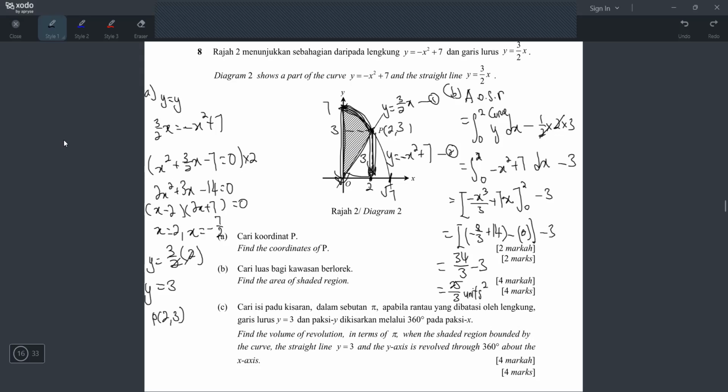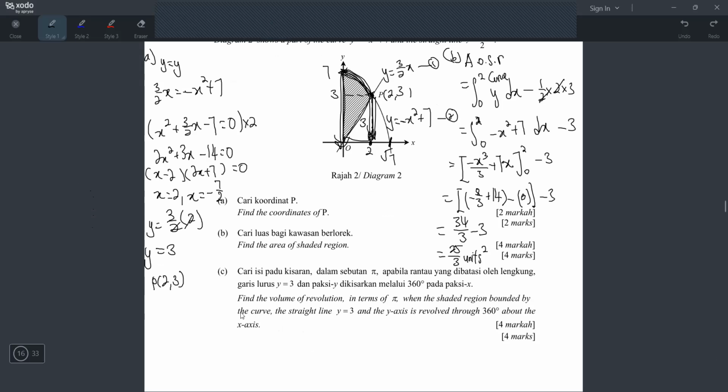All right. Now it's time to do C. For C, I think they want me to find the volume, right? Okay. Find the volume of revolution in terms of pi when the shaded region bounded by the curve, the straight line y equals 3 and the y-axis is revolved 360 degrees about the x-axis.